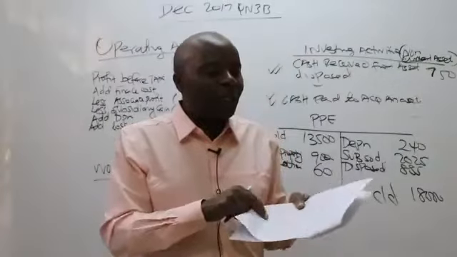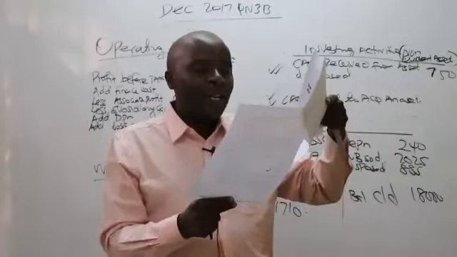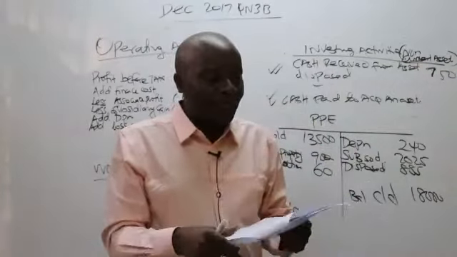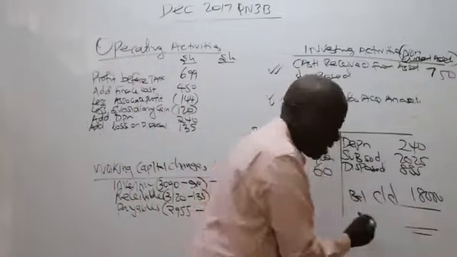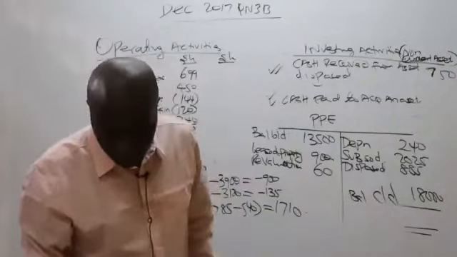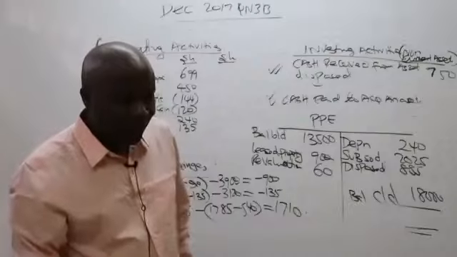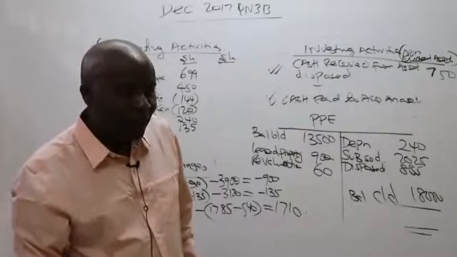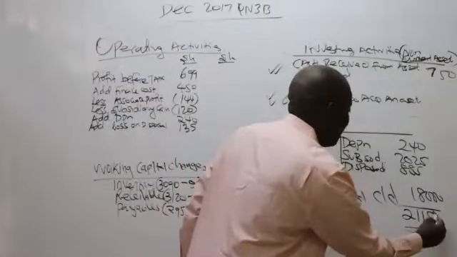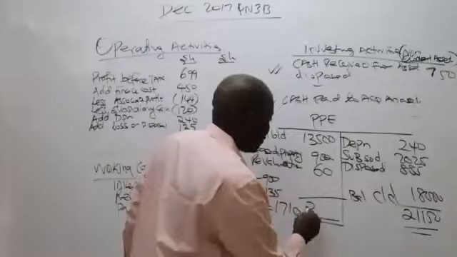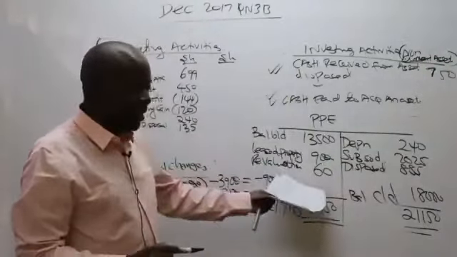So I don't know, ladies and gentlemen, whether we still have any other item that will affect our PPE. I doubt it, isn't it? So please give me the totals here. They have said 21,150. This is the biggest, truly. This is 21,150, meaning that the balancing figure will come on this side.